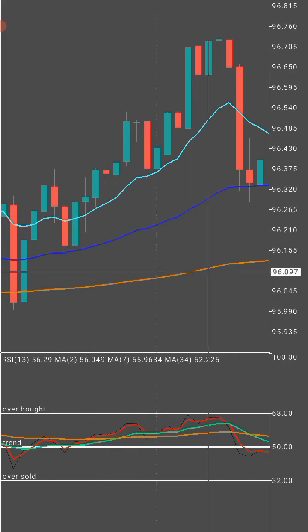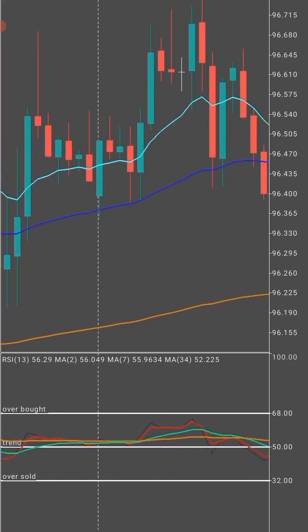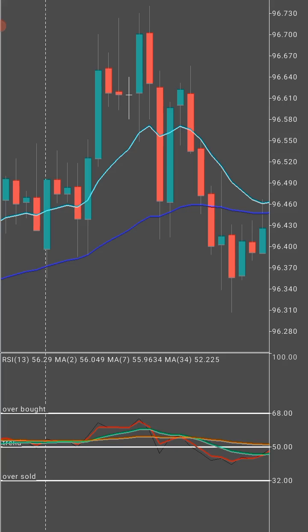Now all of these are my trend indicators. They help me to know the current trend and the previous trend that I'm having per chart. Now this is moving average. It helps to identify trend.